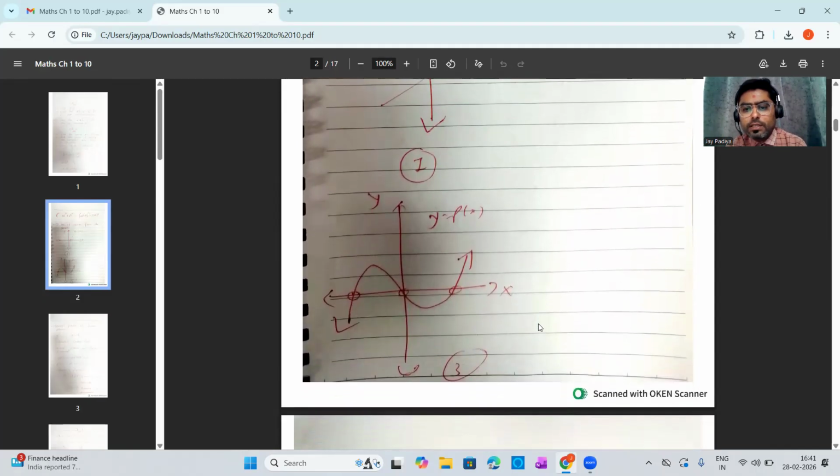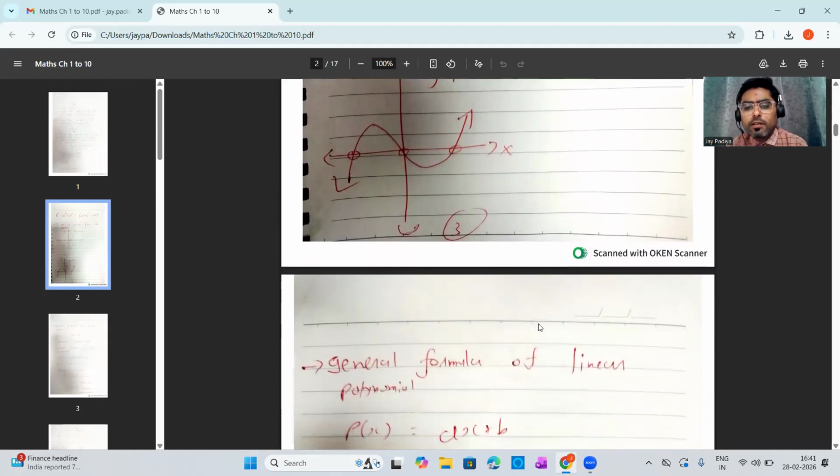Over here, for this case, the graph intersects the x-axis 3 times. That's why the number of zeros for this graph is 3.